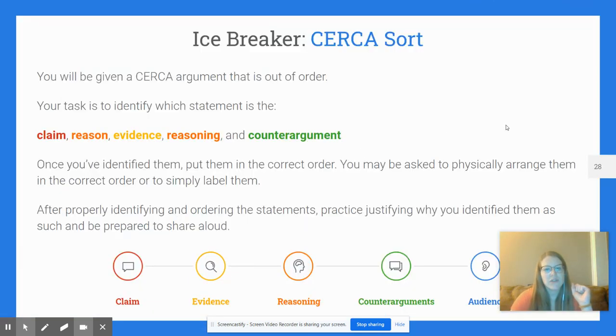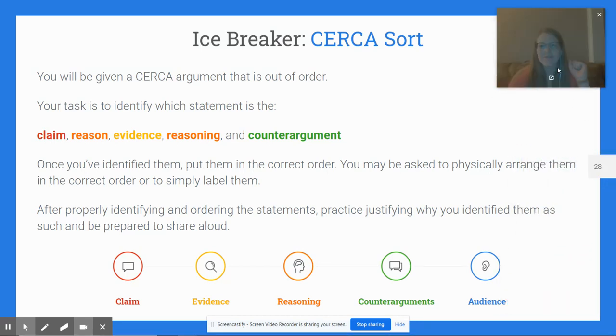The first thing is you will be given a CERCA argument that is out of order. You'll see what that means in a minute. Your task is to identify which statement is the claim, the reason, evidence, reasoning, and counterargument. Now they're leaving off audience because audience is just something you have to think about when you're actually writing it, who you're writing it to. So it's not something that you're actually physically going to write out. You're not going to say, my audience is, in the middle of an argument essay.